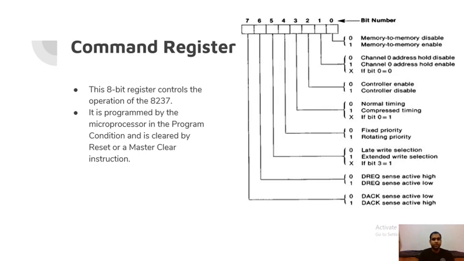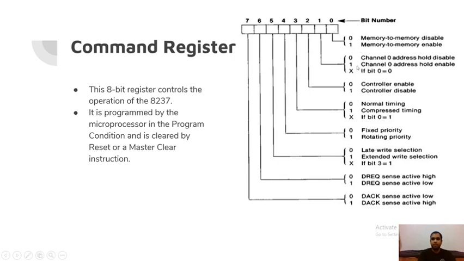It is programmed by the microprocessor in the program condition and is cleared by the set or a master clear instruction. Here you can see it is an 8-bit register, and the first bit is for memory enable or memory disable. The second is the bit for address hold disable or address hold enable. This bit is in a don't care condition if bit 0 has a value of 0.